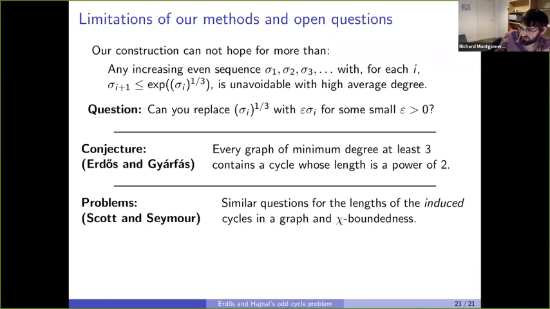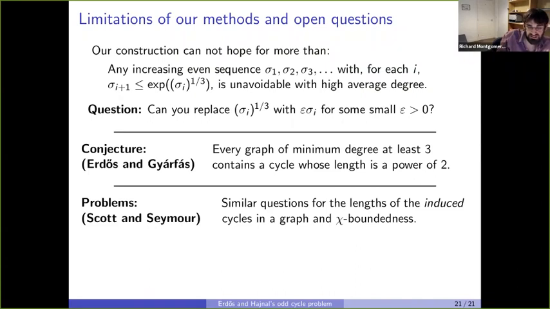The bounds that we give for the average degree, they always need to be at least a constant. The constant isn't crazy big. We just really need logarithms to be small compared to n, log n to be small compared to n. But we're still a long way off something that could be optimal. So in particular, there's this conjecture of Erdős and Hajnal that every graph of just minimum degree at least 3 contains a cycle whose length is a power of 2. So our minimum degree that we get is, we haven't worked it out, but would be much, much bigger than that, and there's no hope of getting it down to 3.